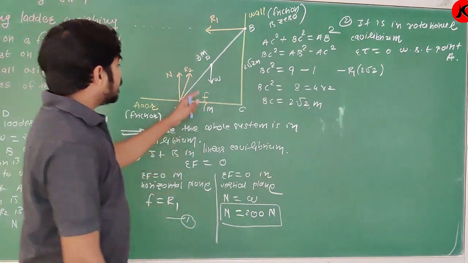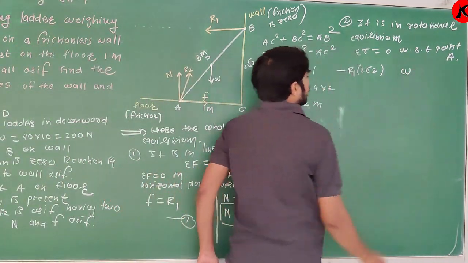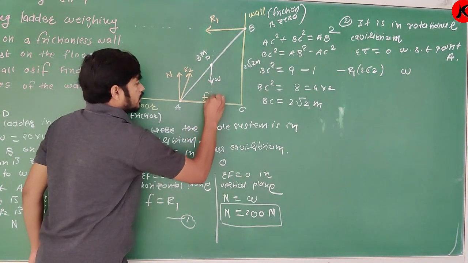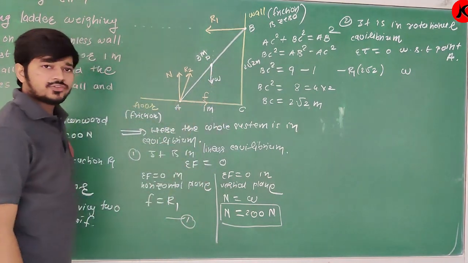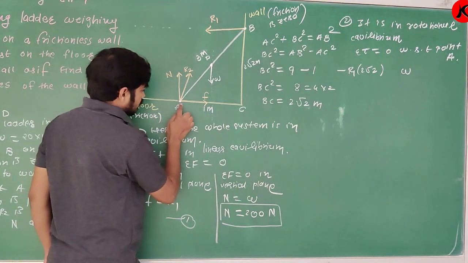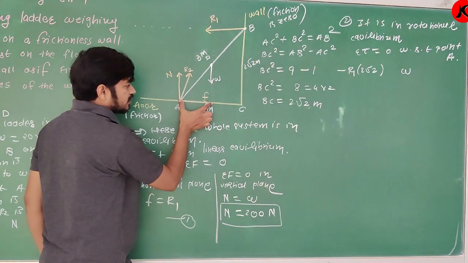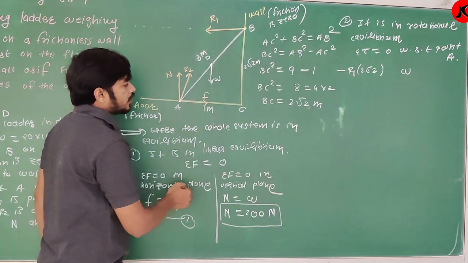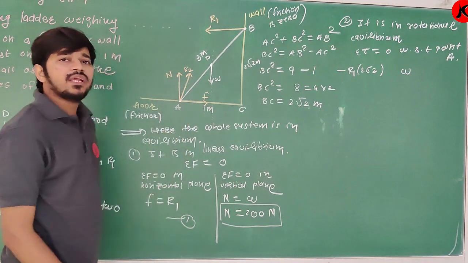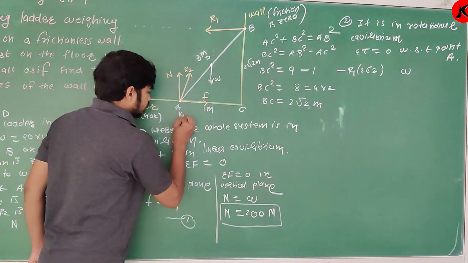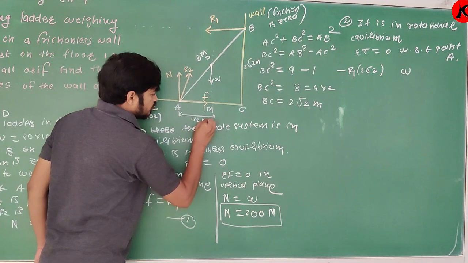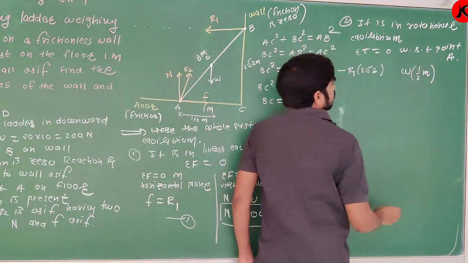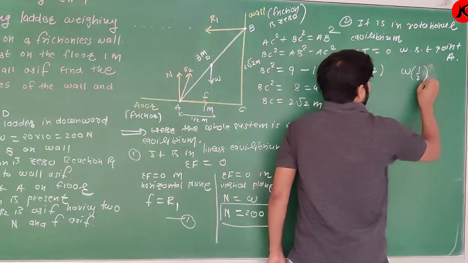Clear? Now for W, what is the perpendicular distance? It is the line of action of W. What is the distance of this line of action from A? This total distance is 1 meter, and it is exactly at the midpoint, so this distance will obviously become 1 by 2 meter.